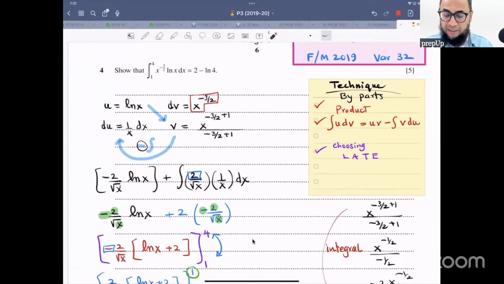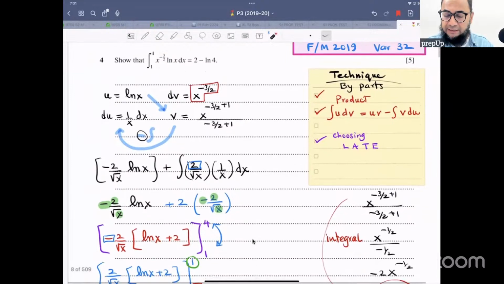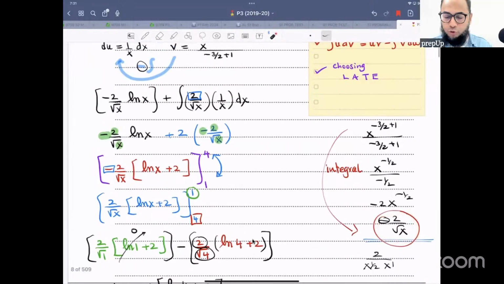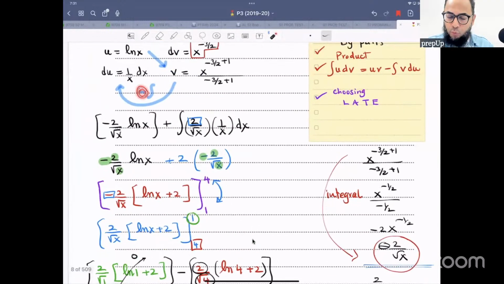Now first thing is, this is x raised to power of -3 over 2 ln x. So u is ln x, derivative is 1 over x, that is perfect. X raised to power of -3 over 2, increase the power by 1, divide by the new power. This is -half, this is -half. Flip -half, that's -2. This is -2 over root x. Now, when we apply this, this minus and this overall minus makes it positive.